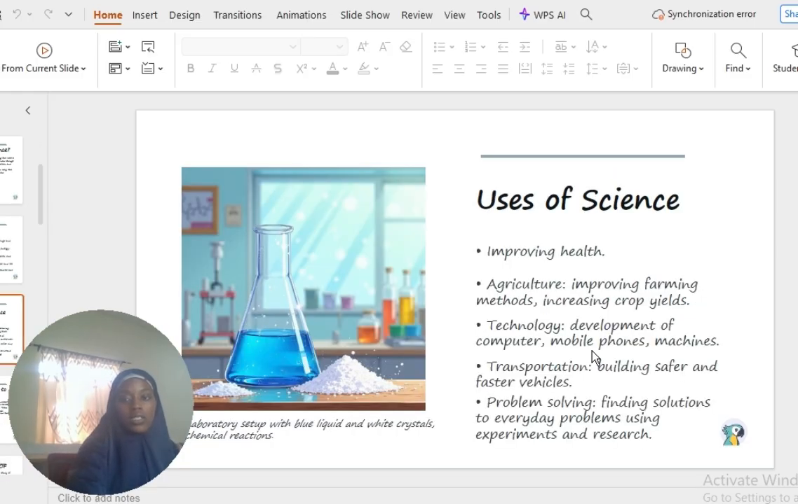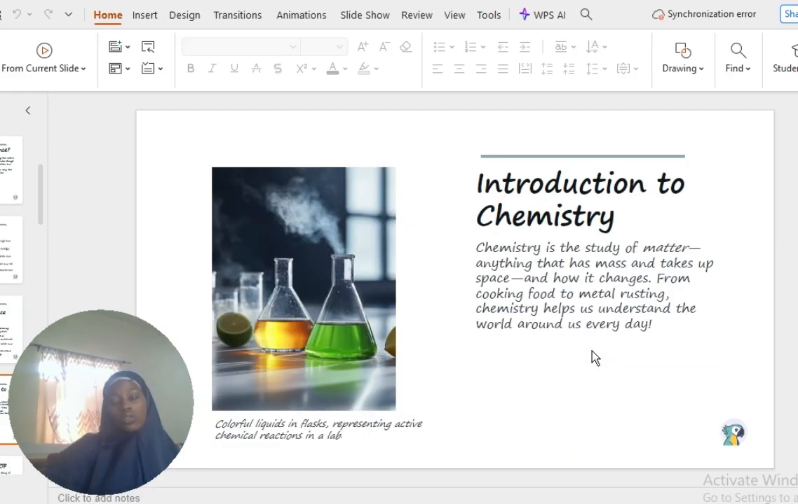Now, who is a scientist? A scientist is a person that devotes his or her life to study science. We also looked at some of the famous scientists. We looked at Jabir ibn Hayyan, father of chemistry, who discovered distillation, evaporation, and crystallization. Also, Isaac Newton, physics scientist, Charles Darwin, political scientist, and then that will take us to introduction to chemistry.